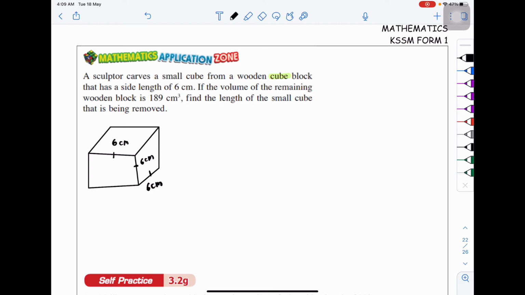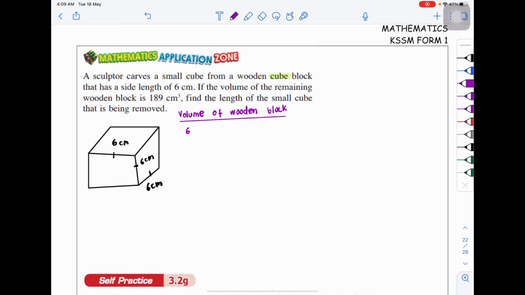big wooden block actually. Okay, let's find, the first step is to find the volume of the big cube first. Volume of wooden block. So we need to find the volume of the wooden block before we remove the small cube.